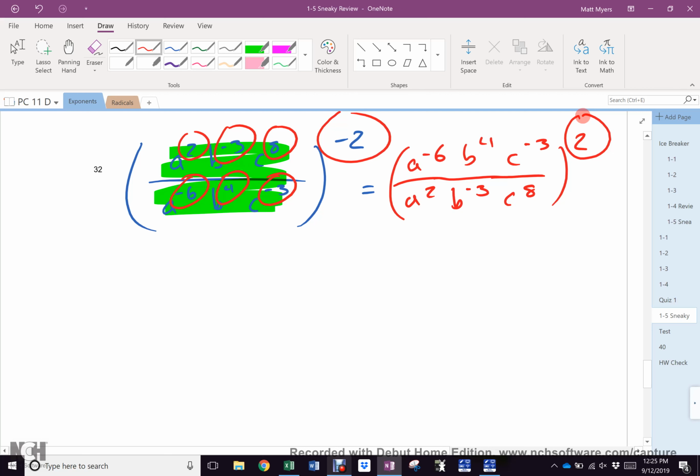Now you have a choice. Do you bring that 2 to everything? Or do you simplify in here first? Who makes that choice? You do. Right? Because you're going to get the same answer regardless. Is everybody good?